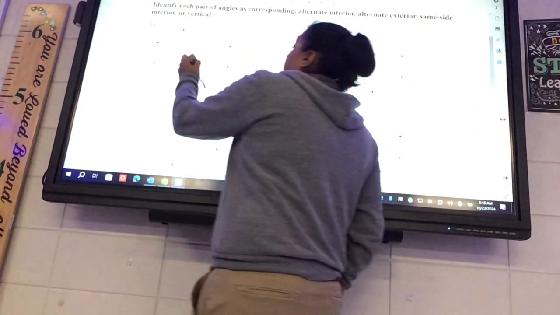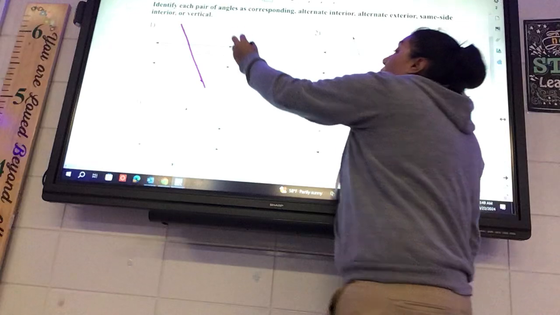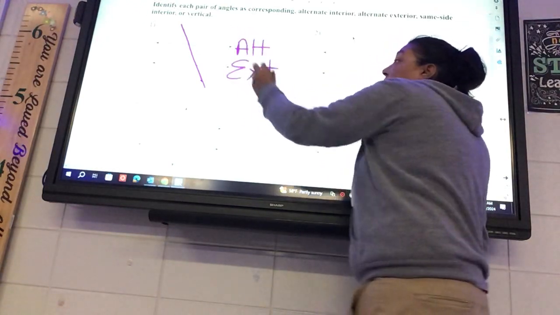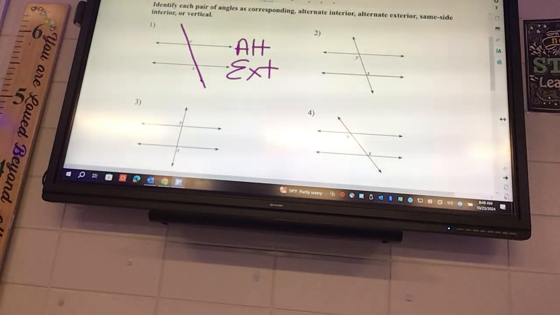Also, with that, this is the transversal. Are they on opposite sides of that purple line? Yes, so these are alt exterior. Or you could say AE if you really wanted to shorten it.